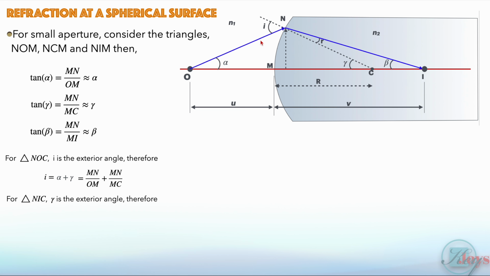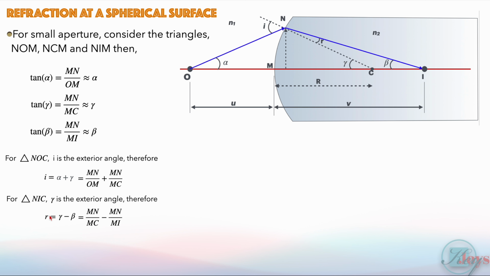Similarly for NIC, if you look at this small triangle, in this triangle gamma is the exterior angle and the opposite interior angles are R and beta. So gamma is equal to R plus beta, or R is equal to gamma minus beta. So R is equal to gamma minus beta, where gamma is MN by MC and beta is MN by MI. So why are we taking these things? Of course, we are trying to get relations for I and R here.